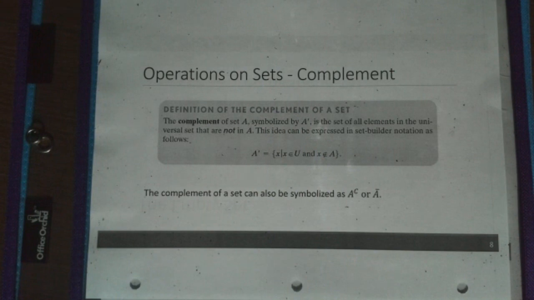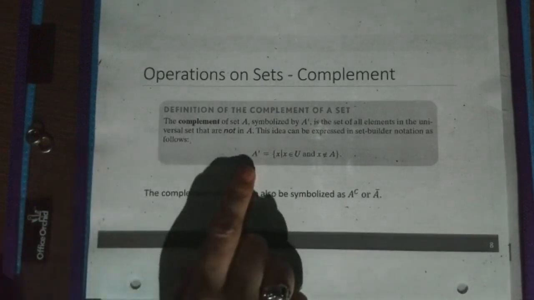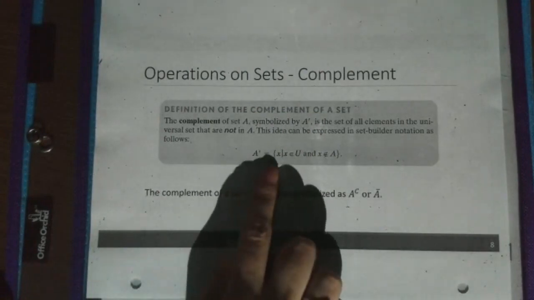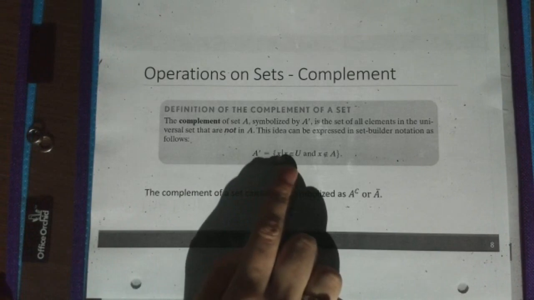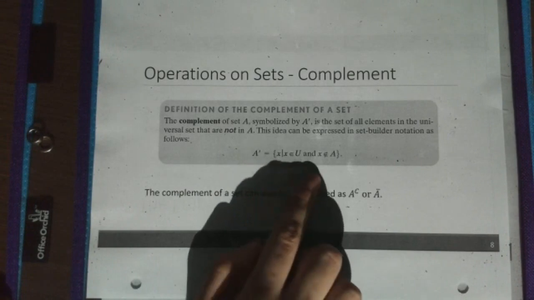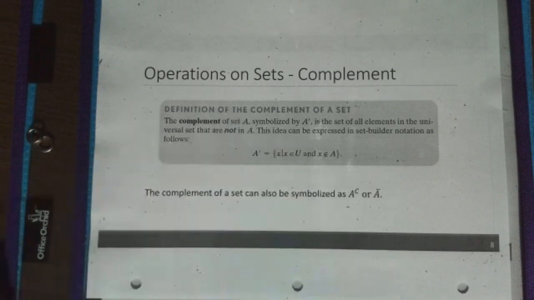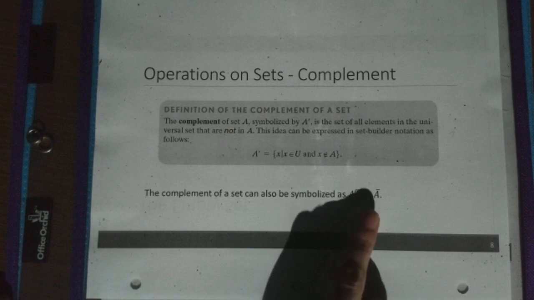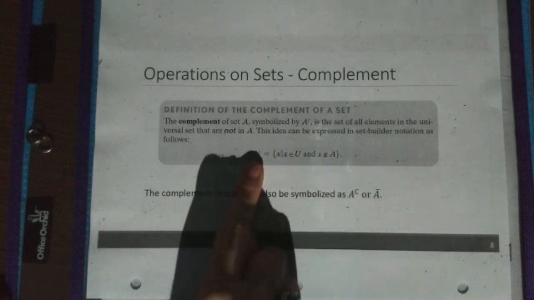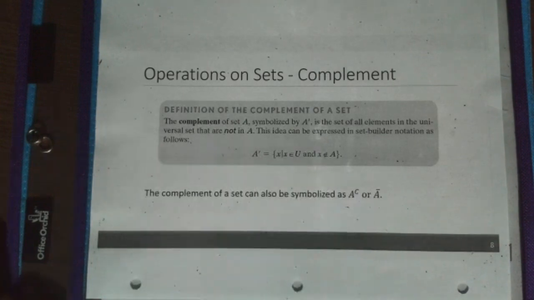This idea can be expressed in set builder notation as A prime, or the complement of A, is equal to the set of x such that x is an element of U, the universal set, and x is not an element of A. There are other notations for the complement of a set. Sometimes it will be the set name with C written as a superscript, or the set name with a bar over it. In this class, we'll be looking at it with an apostrophe notation, but these two are also fairly common.